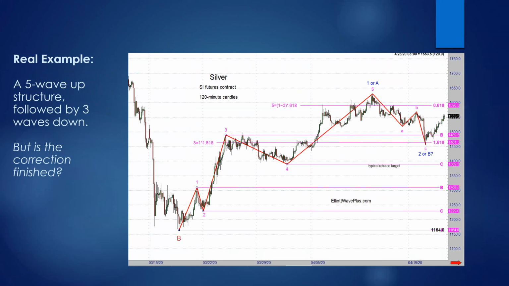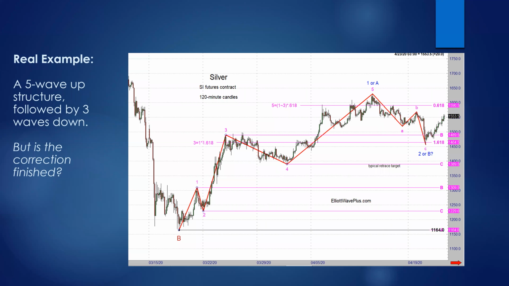Now let's look at that pattern using a real price chart of silver. As you can see in the example, silver moved up in 5 waves and then corrected in 3 waves. Many mainstream Elliotticians would label this as a wave 1 or A to the upside, followed by a potentially complete wave 2 or B to the downside, as shown here.